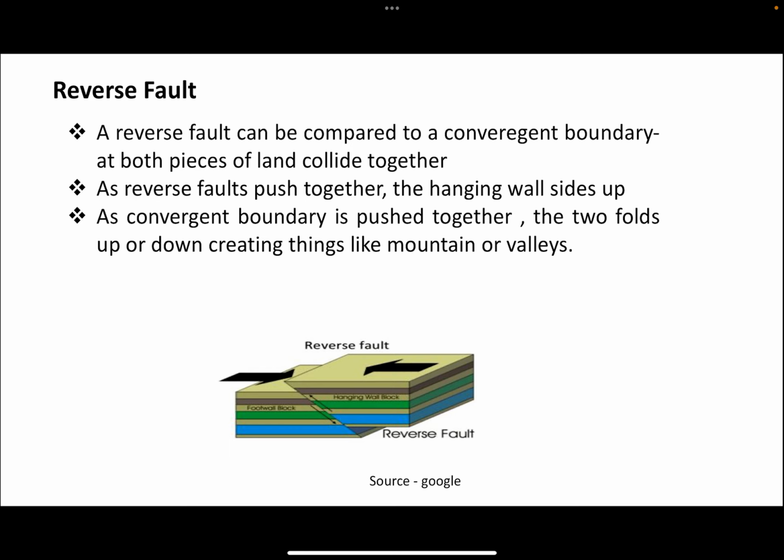Then what is a reverse fault? A reverse fault can be compared to a convergent boundary, where both pieces are pushed together. It is when the hanging wall moves upward relative to the footwall. In this diagram, you can see that as the reverse fault is pushed together, the hanging wall slides up. As convergent boundaries push together, the two sides are pushed up, creating something like a mountain. It is known as a reverse fault.